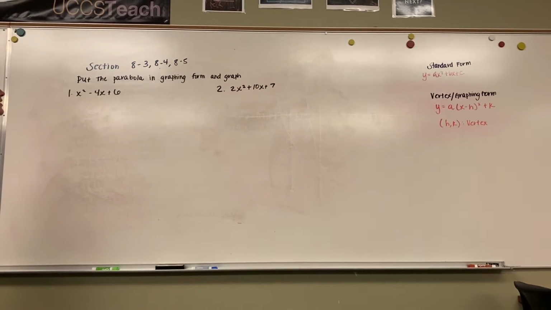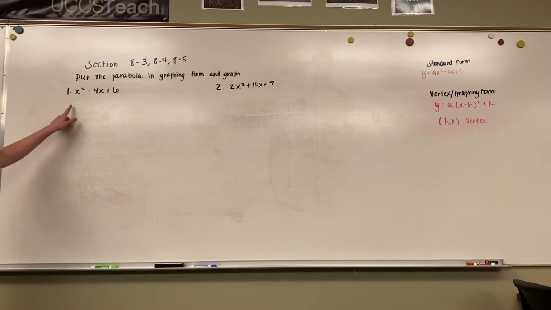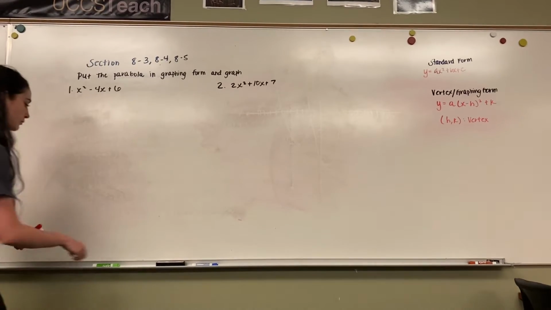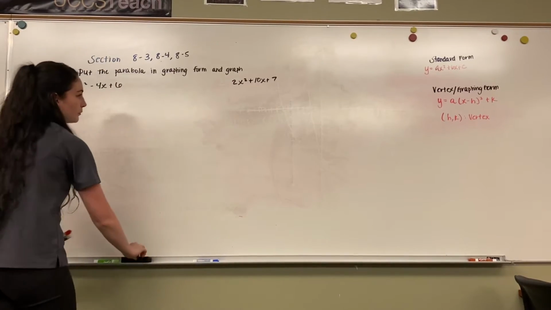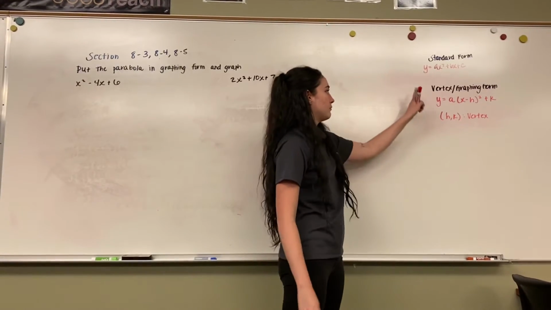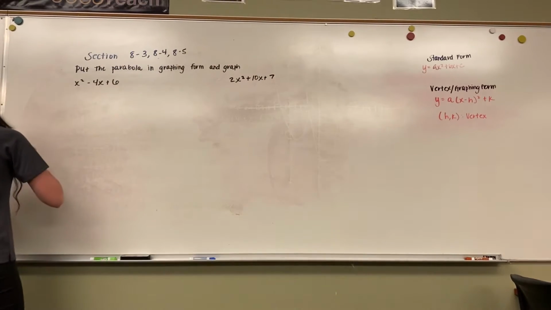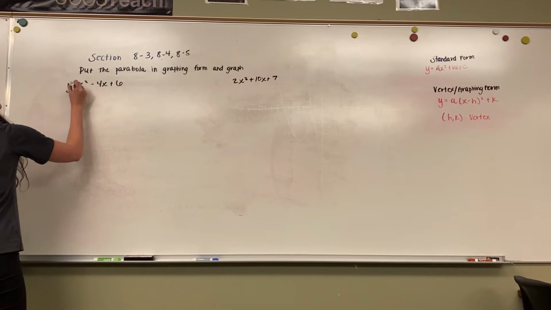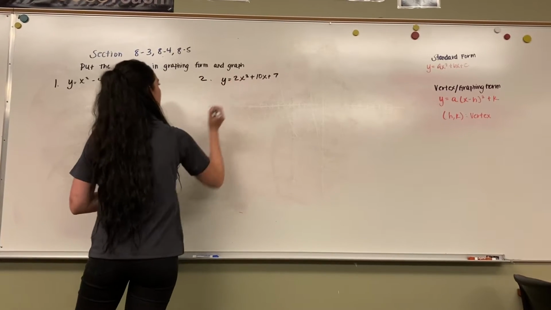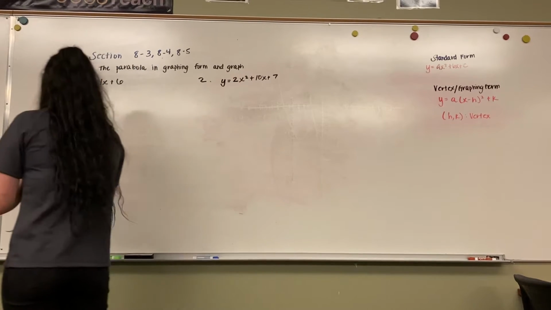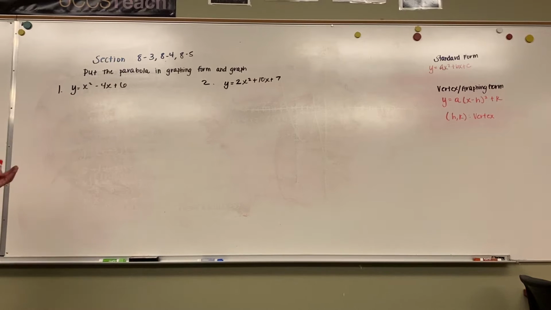Okay, so for sections 8.3, 8.4, and 8.5, you're going to have to take a parabola that's in standard form. Notice that these are in standard form, and I forgot my y equals, so let me just write those. But these parabolas are in standard form, and we need to convert them into vertex/graphing form in order to graph. So, here's my y equals. Okay. So in order to convert from standard form to graphing form, we need to complete the square.